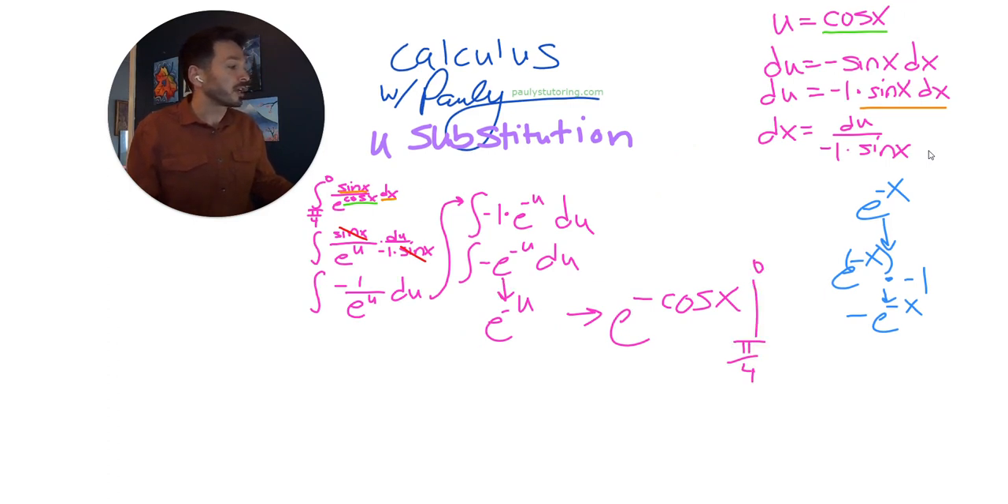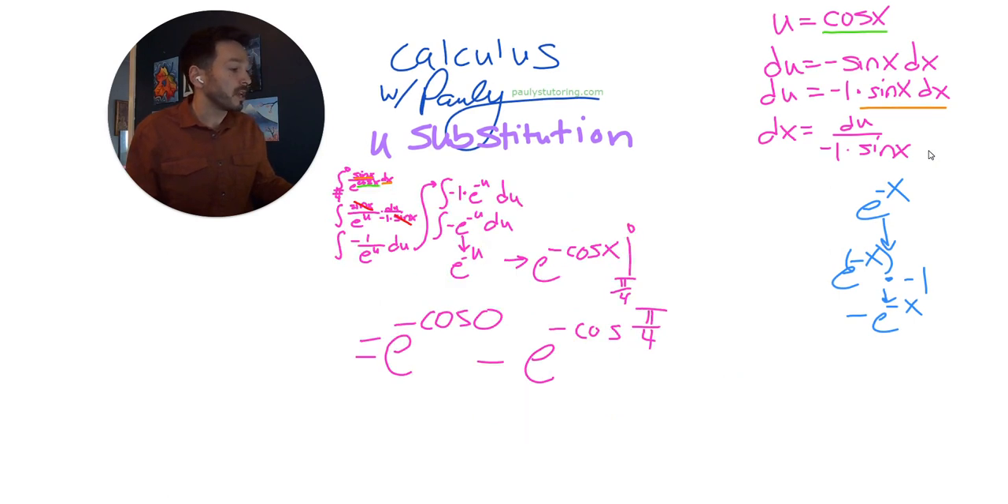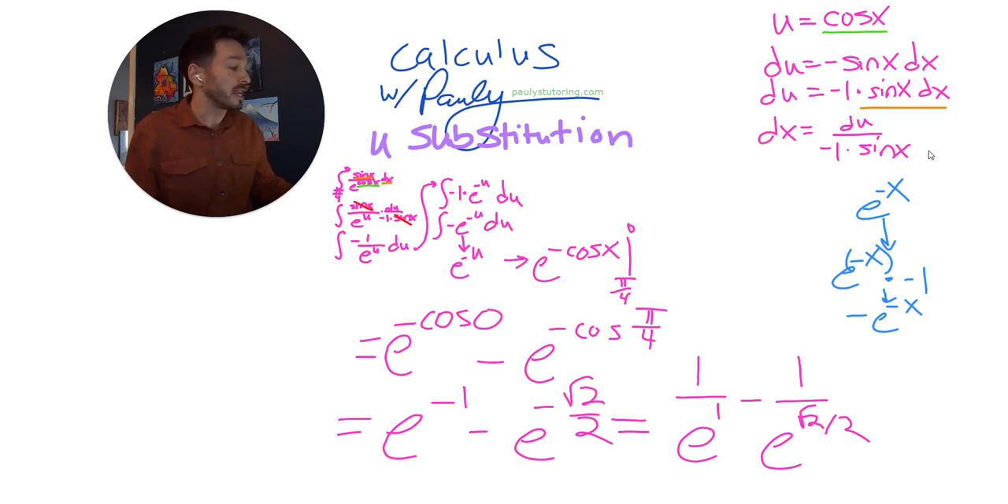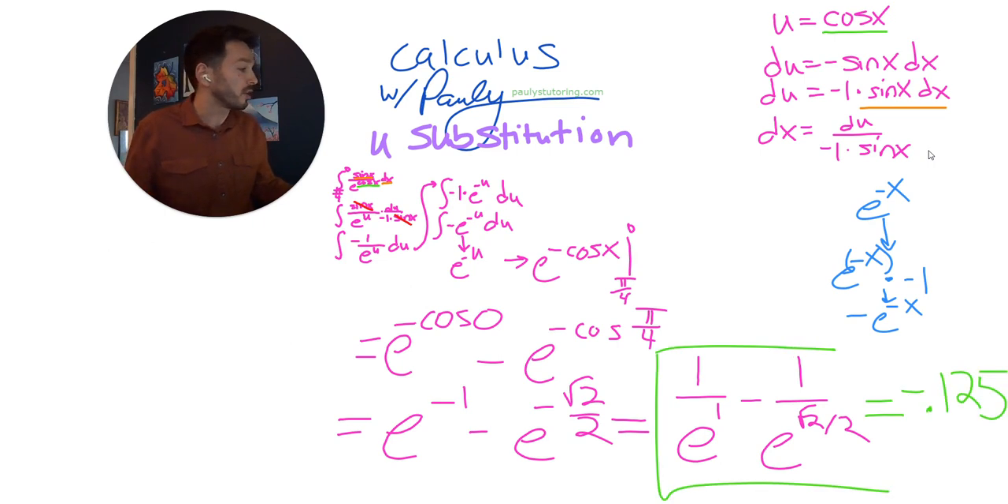And we are going to plug in our bounds. The first bound was 0. The second bound was pi over 4. E to the negative cosine of 0 is e to the negative 1. And using the unit circle, you should know, if you don't already, that cosine of pi over 4 is root 2 over 2. So that's negative root 2 over 2. And we could just put it in the denominator there, make them positive, and that would be an exact answer. You could also plug in, and you get negative 0.125.